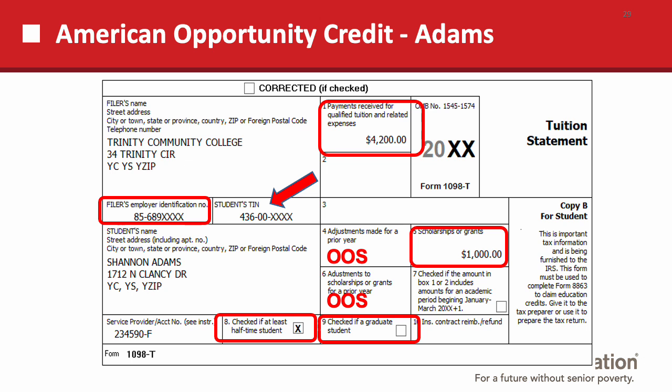Box 8 is checked. Now, for the American Opportunity Credit, a student must be enrolled at least half-time in a degree program. Now, it doesn't have to be a college, it could be a trade school, but if this box isn't checked, then they can't take the AOC. They'd have to use the Lifetime Learning Credit. Even if box 9 is checked, they won't qualify for the AOC if they've completed their undergraduate degree before the start of the tax year.